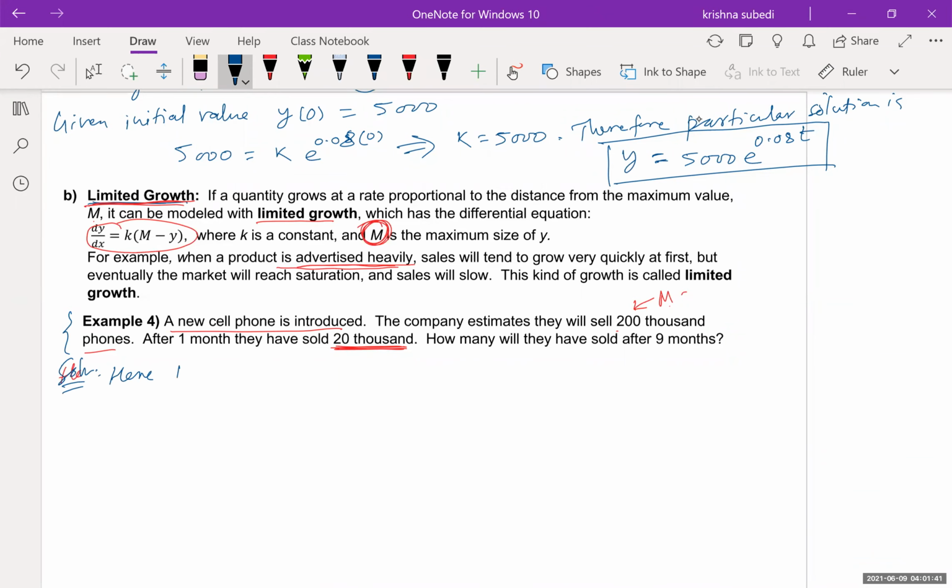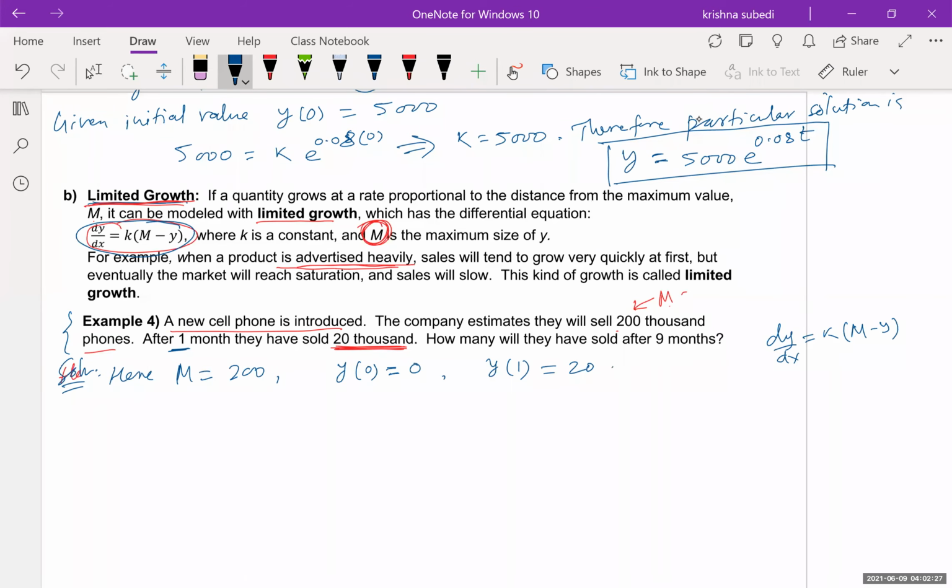Let us use our mathematical symbols. Notice that the model is dy over dx equals k times m minus y. That is the model. So m is given as 200,000. Okay, we know that. And y of 0 is given: at the beginning, nothing was sold. When time is 0, nothing was sold. But after 1 month, how much is sold? 20,000. There are two initial value conditions given.